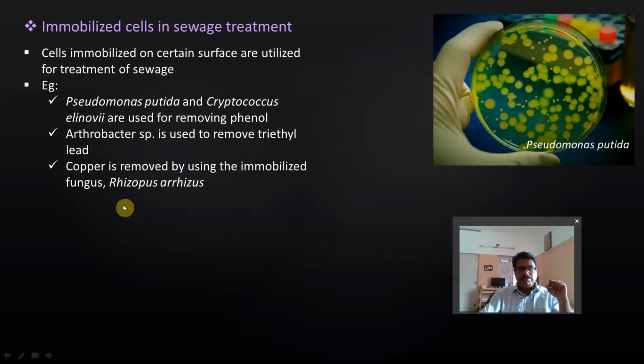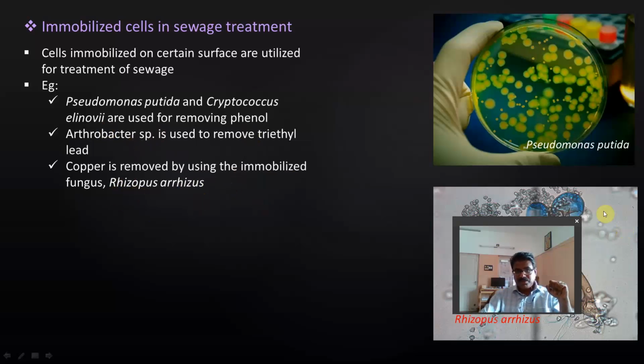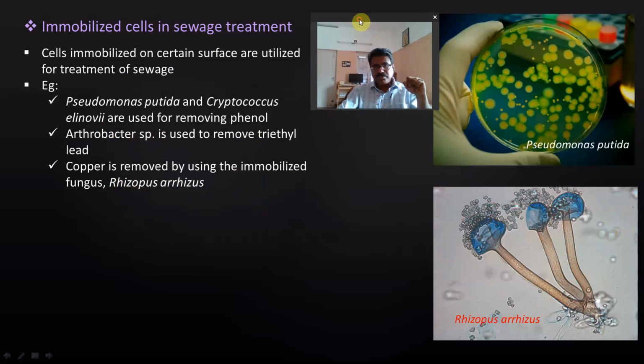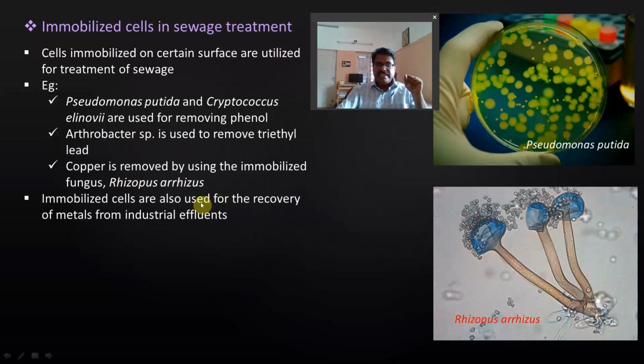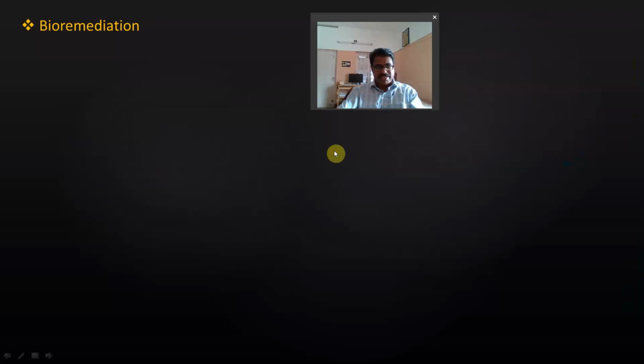Copper can be removed by the immobilized fungus Rhizopus. So this is Rhizopus. These types of microorganisms, immobilized cells, can be used for sewage treatment. Okay, and this can also be used for the recovery of metals from industrial effluents. When industrial effluents are being dumped into the water body, we can recover the essential materials, and these can be reused. So these are very useful in pollution abatement.